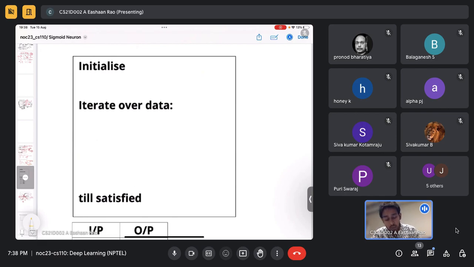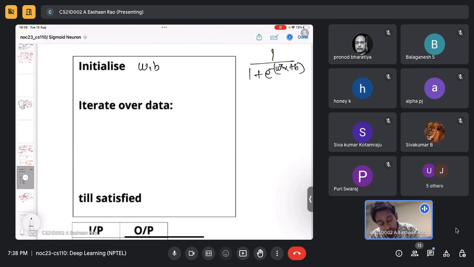The sigmoid function is again a mathematical function. Let me write it down here: 1 over 1 plus e raised to minus (wᵀx plus b). This is a dot product, and we want to find the values of w and b. So what we can do is initialize w and b.